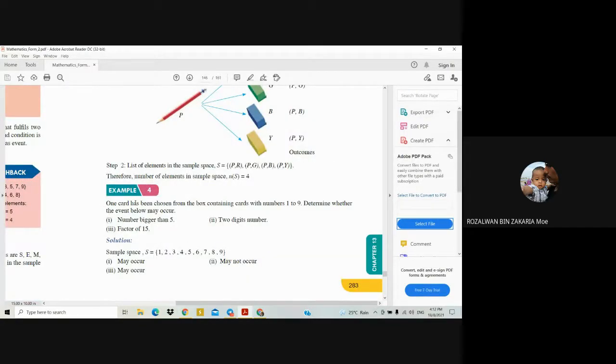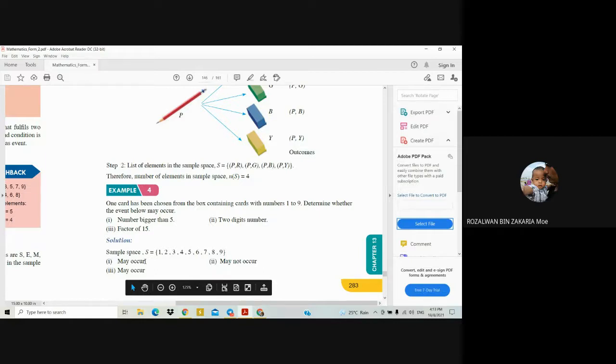Example 4, one card has been chosen from the box containing cards with numbers 1 to 9. Determine whether the events below may occur. Okay, 1, number bigger than 5. So you have to determine whether this event will occur or not occur. So we have the cards numbered 1 to 9. So surely the event may occur because there are numbers bigger than 5, which are 6, 7, 8, and 9. So the answer for 1 is may occur.